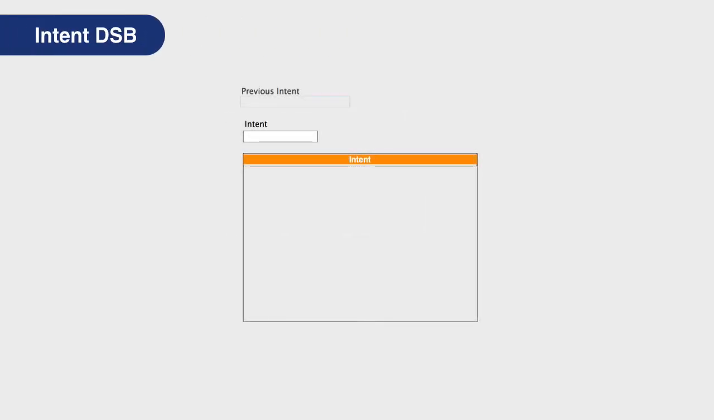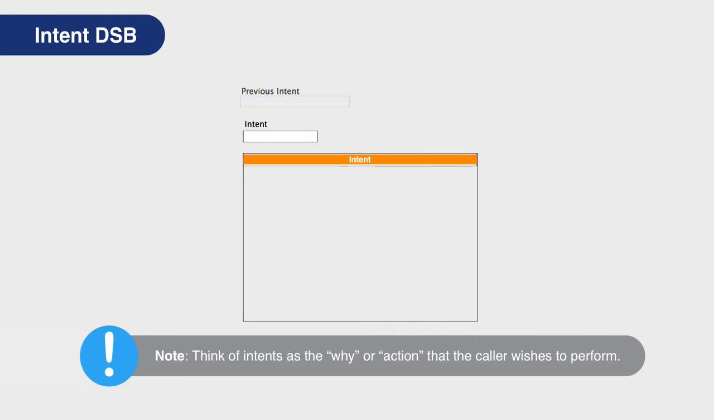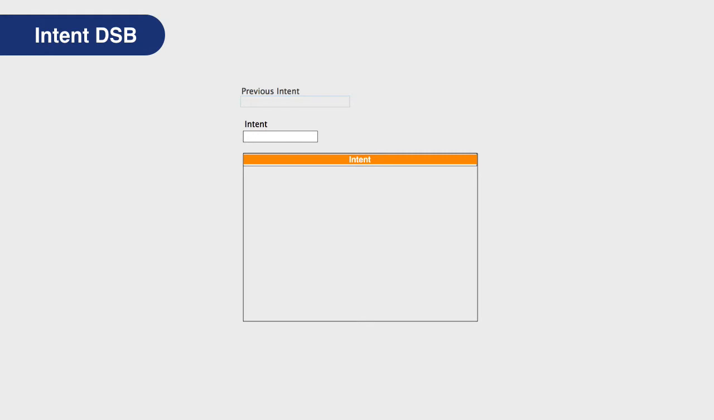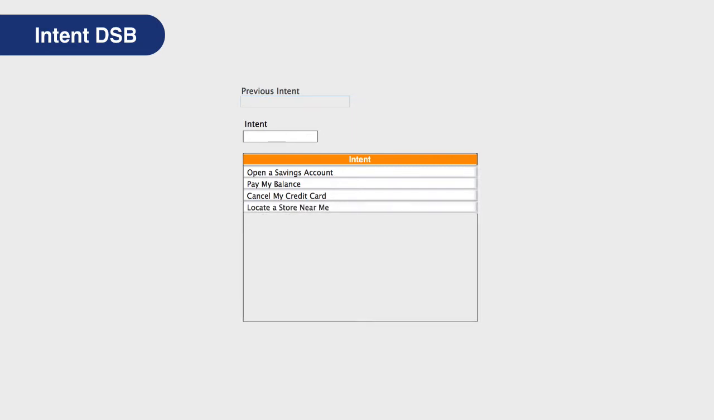The intent search box is designed to be an efficient solution for clients who would otherwise have large numbers of button trees. Remember, the search box is composed of common questions, issues, or topics a caller may request. Think of intents as the why, or action that the caller wishes to perform. Examples of these intents include, but are not limited to, open a savings account, pay my balance, cancel my credit card, and locate a store near me.